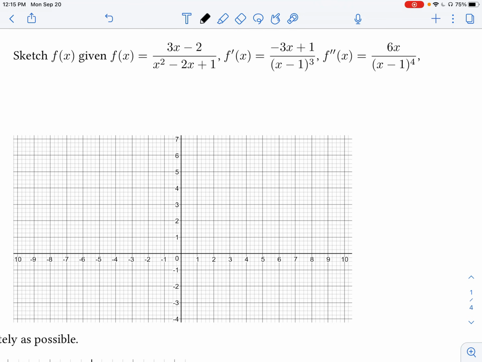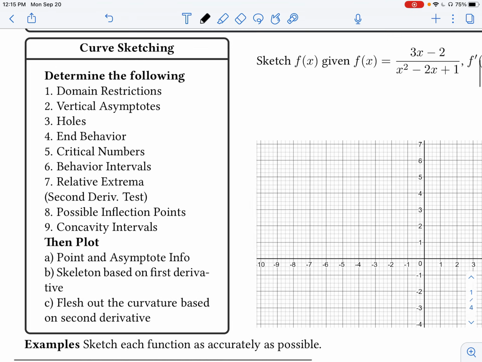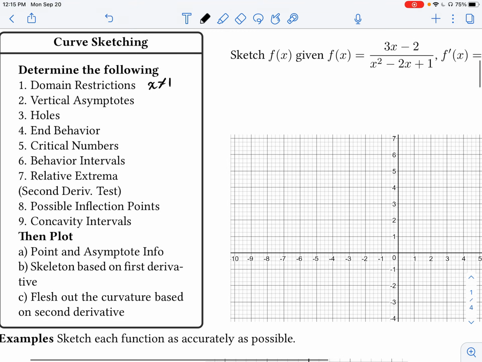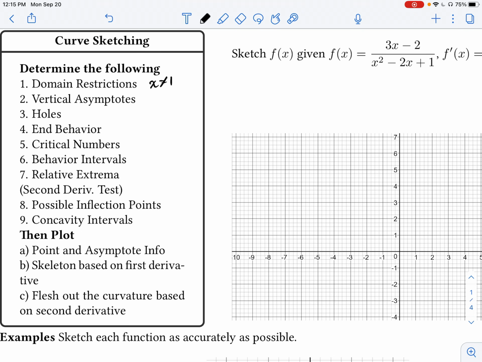So first off, do we see any domain restrictions? Well, that's wherever our function would be undefined. For our domain restrictions, I can set my denominator equal to 0, so x squared minus 2x plus 1 equals 0. If I factor that, that's (x minus 1) squared. So my domain restriction: x cannot be equal to 1, because when x is equal to 1, this function is undefined. Graphically, how does that appear? Well, that's a vertical asymptote. So I know for sure there's going to be a vertical asymptote there.